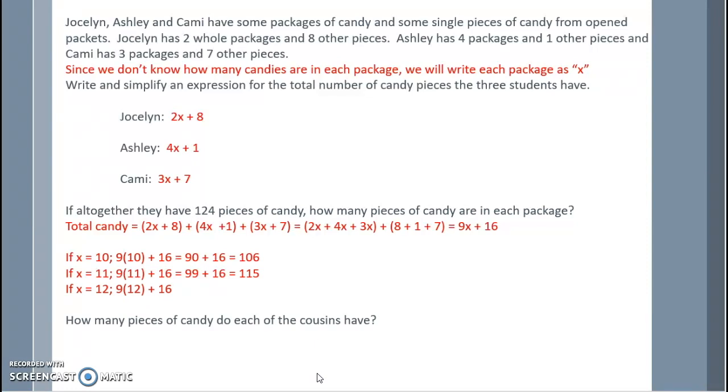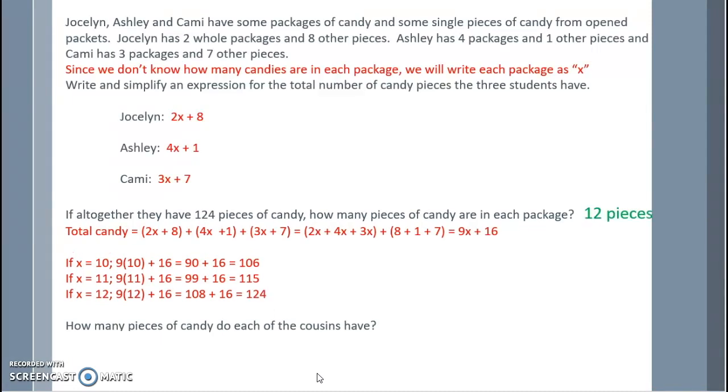All right, let's try 12. 9 times 12 plus 16 is 108 plus 16. We found our 124 pieces. So there are 12 pieces in each package.